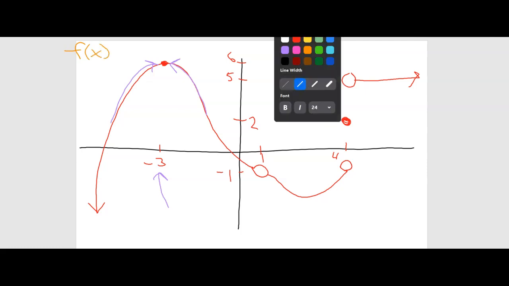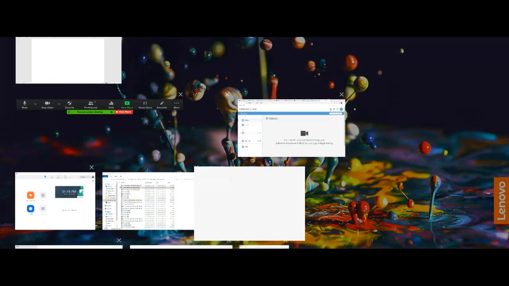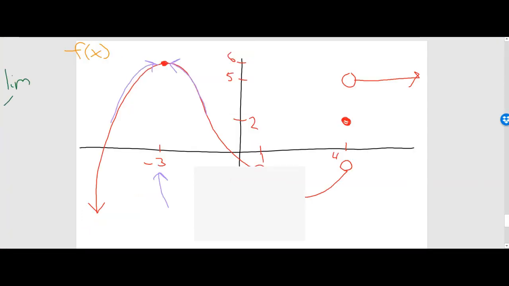I'm going to show you some notation here, which we'll get into a little later. The limit as x approaches -3 of f of x, in this case, is equal to +6. And again, the key thing here is that the function is approaching +6 from both the left and the right-hand side. Or, as we'll learn later, we can say from both the positive and the negative side.